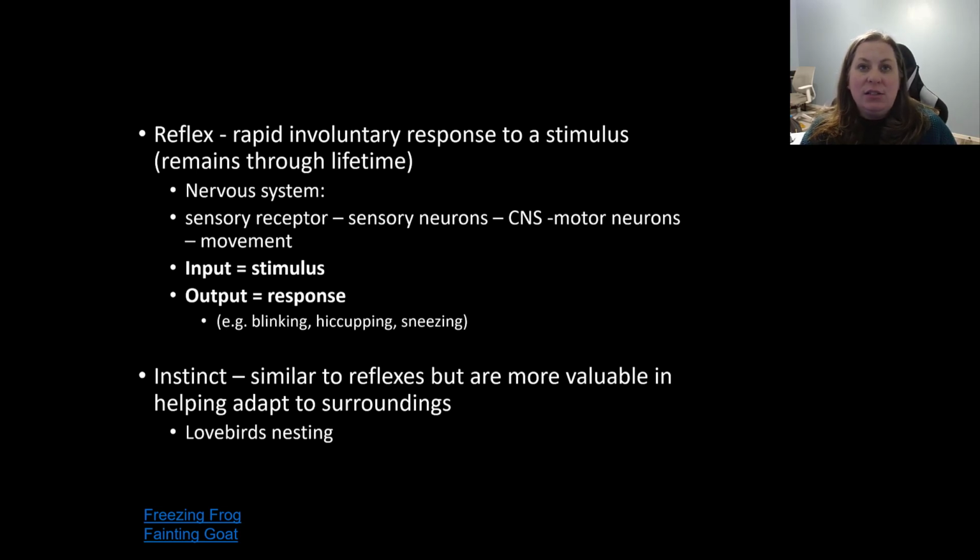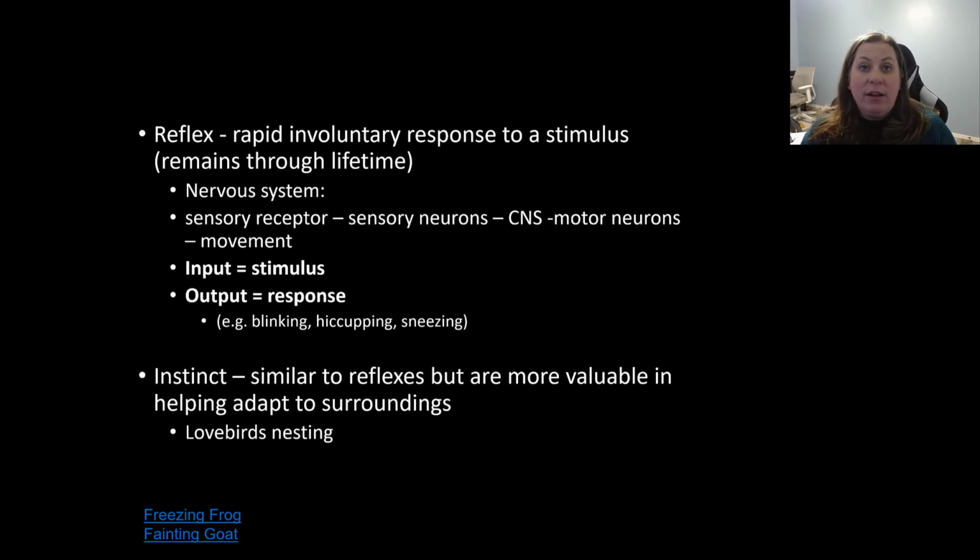It's going to use the sensory receptors that are going to collect the stimulus and the data. They're going to send the message up the sensory nerves to your central nervous system. Now, central nervous system means they have to have a spinal cord or a brain. This causes the motor neurons to be triggered, and you actually have a movement that takes place. So the input is the stimulus, and the output is how you respond to it.